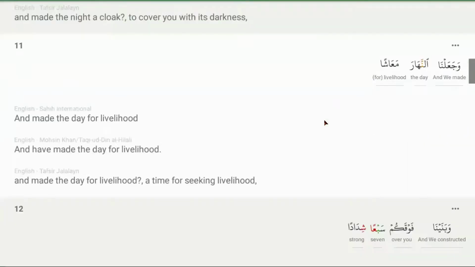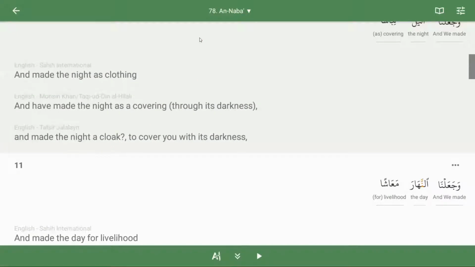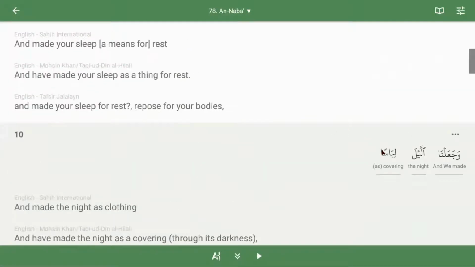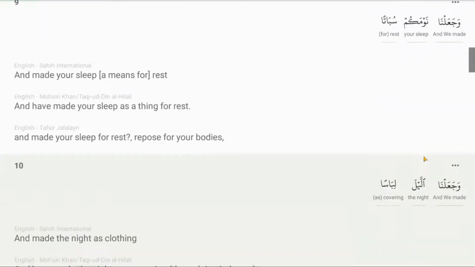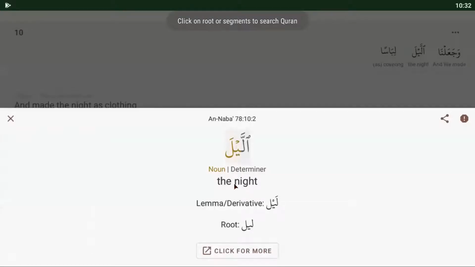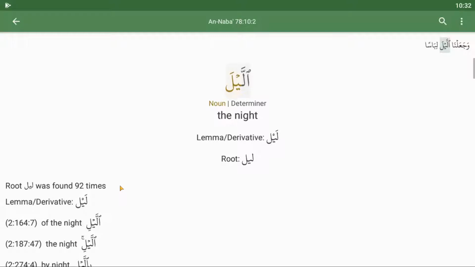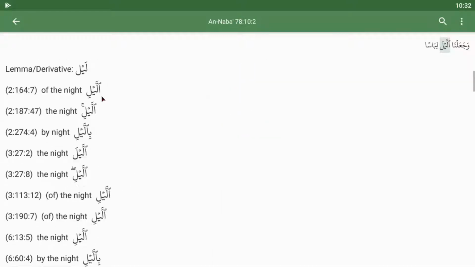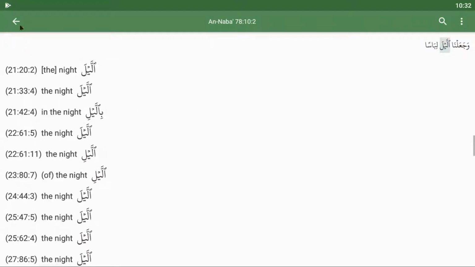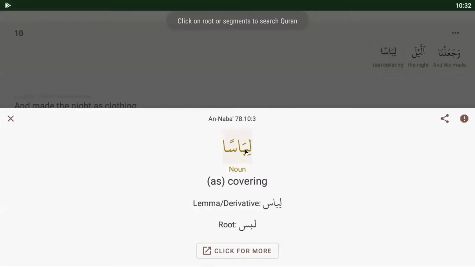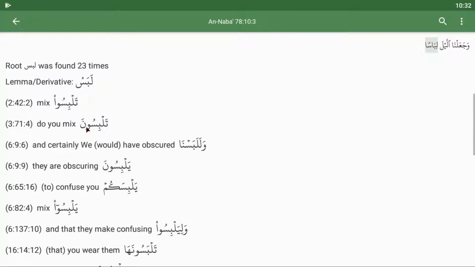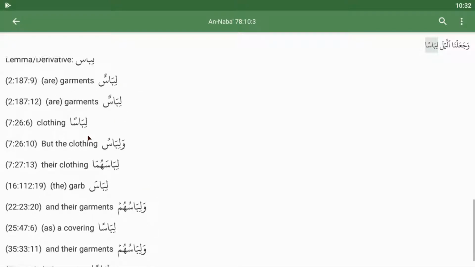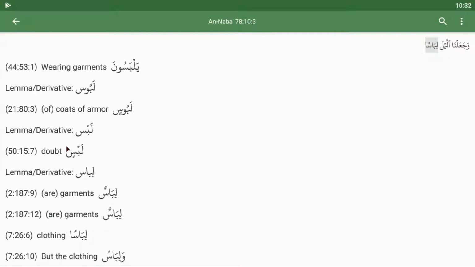And why did he speak about the night as a covering, وَجَعَلْنَا اللَّيْلَ لِبَاسًا? Allah talked about sleep, then he talked about the night, because sleeping by default happens at night. Layl, night, comes in the Quran a lot of the time. Night is so important. Libas is covering, and also to mix, like talbisuna. Libas, labs is also a doubt.